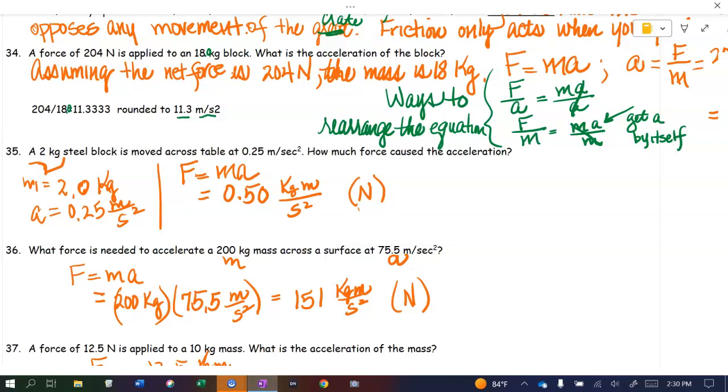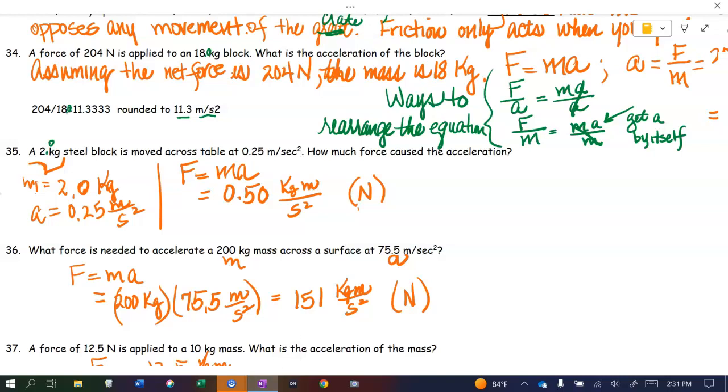Number 35 says a 2 kilogram steel block is moved across a table at 0.25 meters per second squared. So how much force was applied to cause that? What I did, I'm going to do the same thing and add a unit. I would never make a 2 kilogram measurement. It would be 2.06 or 2.452, something like that. So that's the reason I always add numbers to make this seem more reasonable. So that kilogram says that's a mass, so I labeled it that way.